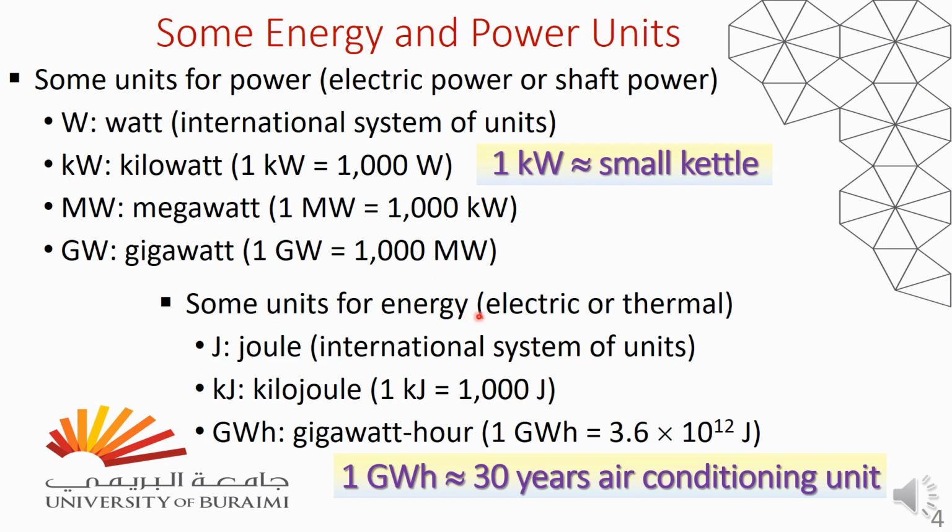Some units for energy, whether it's electric or thermal, include the joule, which is used in the International System of Units. We have also the kilojoule, which is 1000 joules, and we have the gigawatt hour, which is 3.6 times 10 to the power 12 joules. This is a large energy unit. This amount of electricity is enough to operate an air conditioning unit for about 30 years.